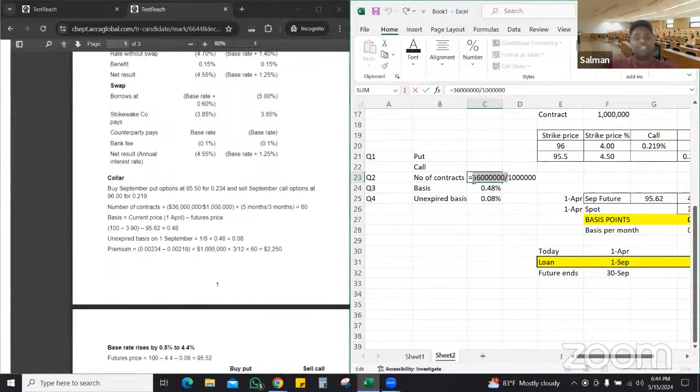But this expires after 3 months, when I am borrowing after 5 months. So from today for 3 months, we can hedge. What about the 4th month and 5th month? We again have to buy a set of futures. So you need to know how much to buy. 60.